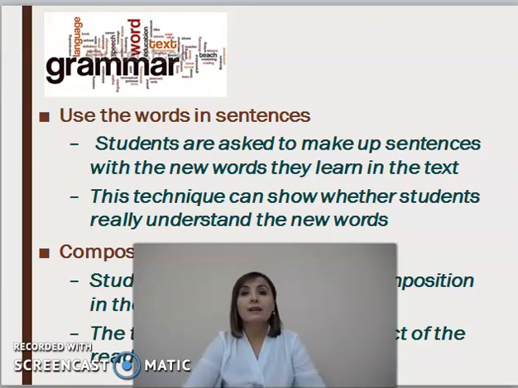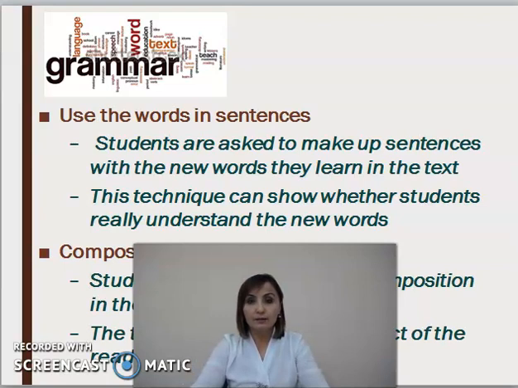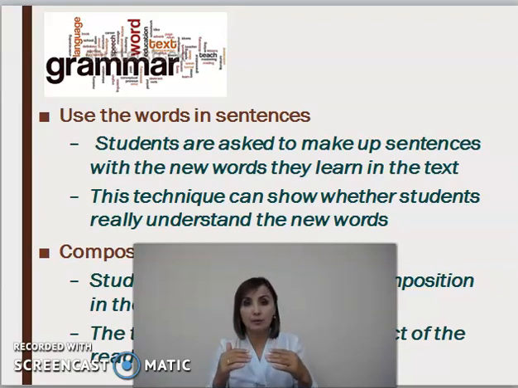Because if they understand the grammar rule, it means that they are able to make up sentences of their own. It means that they can use that grammar structure in their speech, in their examples. So that is why, according to the grammar translation method, students are usually asked to make up their examples using those grammar structures.